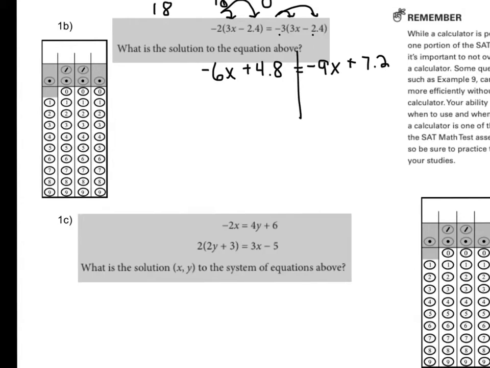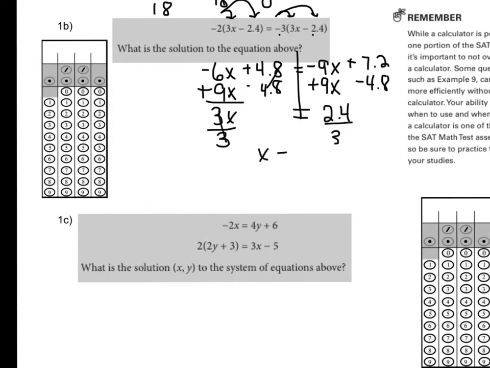So we'll get all the like terms on one side. I'm going to add 9x to both sides, so I have 3x. I'll subtract 4.8 from both sides, so 3x equals 2.4. Divide by 3, and x equals 0.8. So this answer is 0.8, or fill in the decimal, fill in the 8.